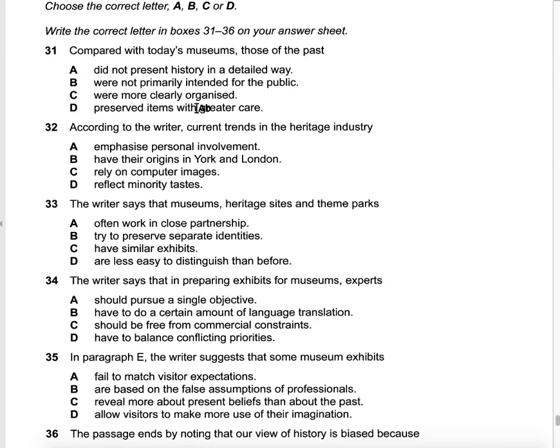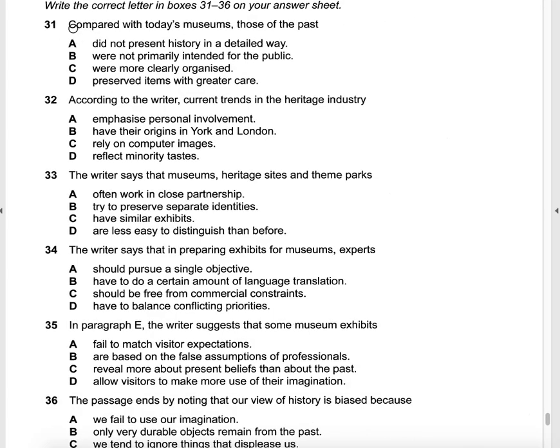I'll only read a few just to see. This one, it goes in order. It says, compared with today's museums, those of the past. So I'm going to focus on the question only. It says, compared with today's museums, those of the past. So how were museums in the past different than those nowadays? That's what it's trying to say here. When I get to that, I'll focus on the answers.